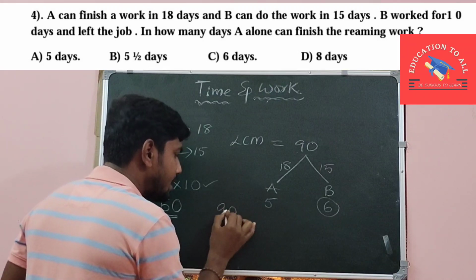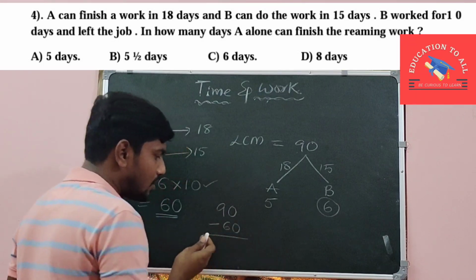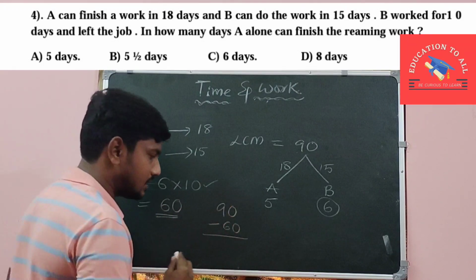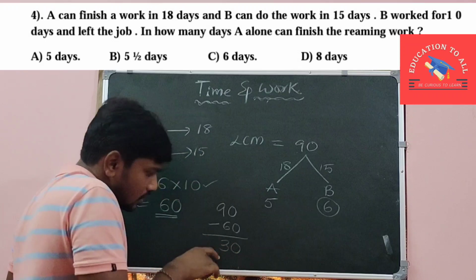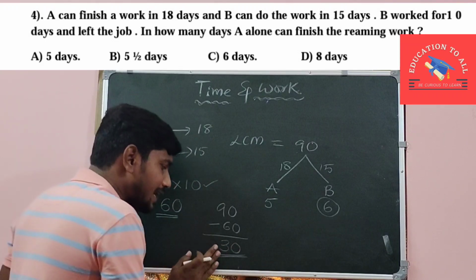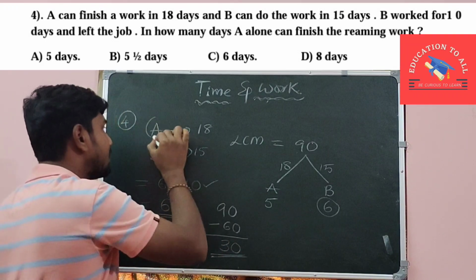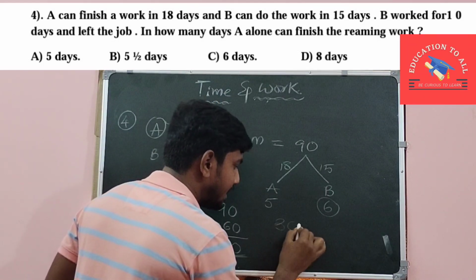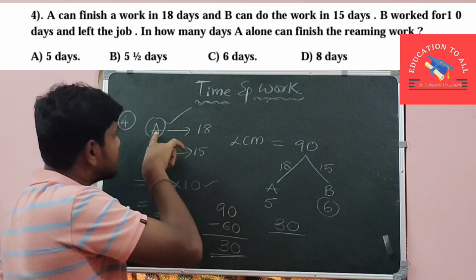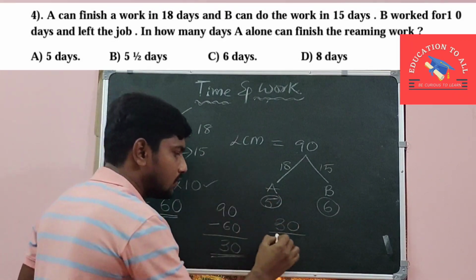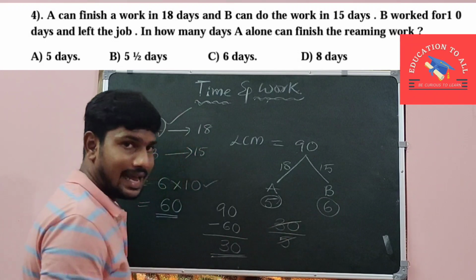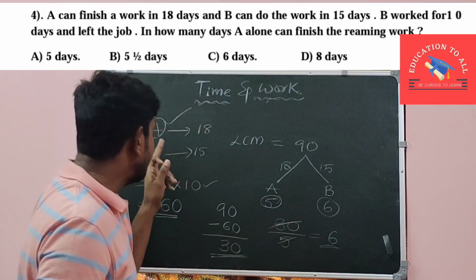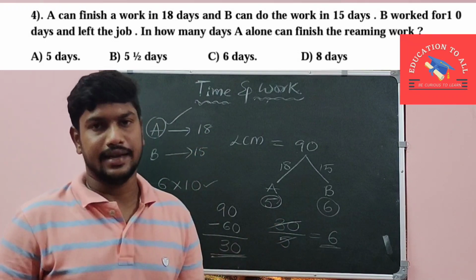90 minus 60. Why? Because B alone already completed 60 parts. So 90 minus 60 is 30, which is the remaining work. Who can complete this work? The remaining person, A, because B left the job. So 30 is divided by the efficiency of A, which we got as 5. 5 table in 30 cancels in 6 times. So the remaining work completed by A alone takes 6 days.